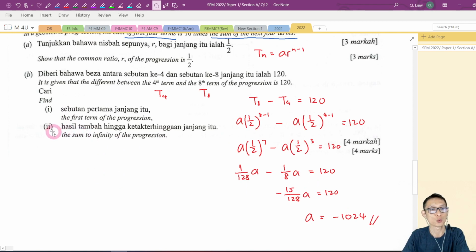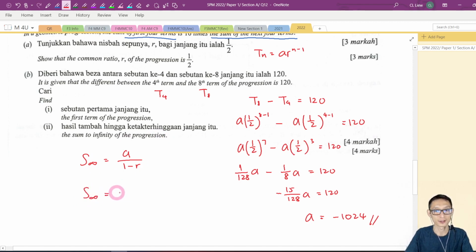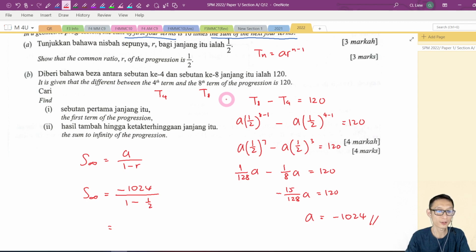Now let's go to B2. The sum to infinity of the progression. So sum to infinity, the formula, still remember, A over 1 minus R. Since the A is negative 1024, R is equal to 1 over 2. Now you just plug in all the values you have here into this formula and press your calculator. Negative 1024 divided by 1 minus 1 over 2, which is 0.5. Okay, the answer is negative 2048.